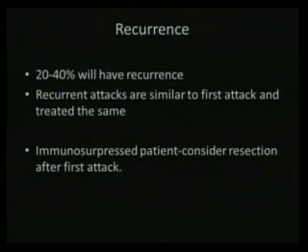All right. Expected recurrence for an uncomplicated diverticulitis is about 20 to 40%. Recurrent attacks, they say, are similar to the first, and you shouldn't expect a worsening path. If they had just plain old diverticulitis the first time, that's probably what they'll have. And the immunosuppressed patient is about the only one to consider for resection after the first attack.